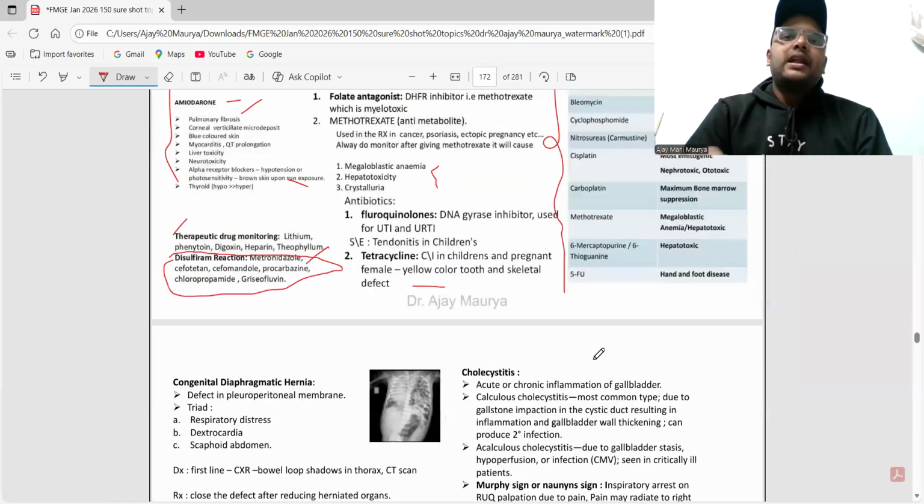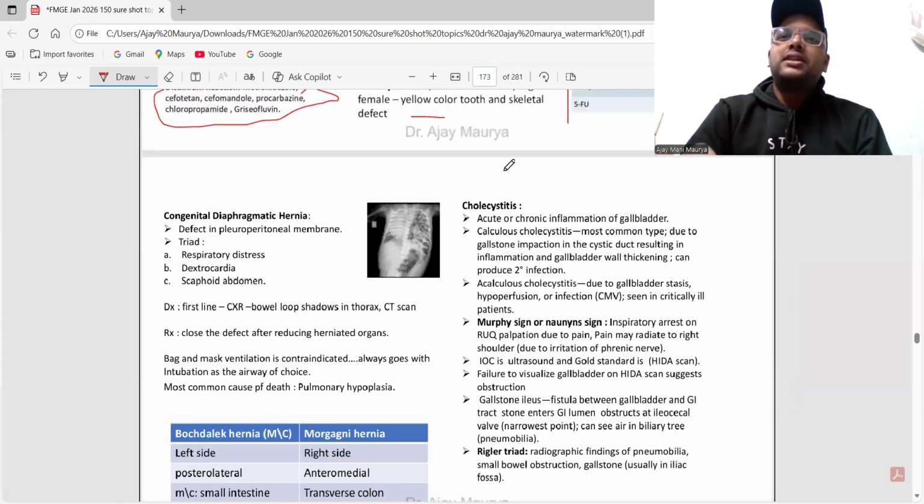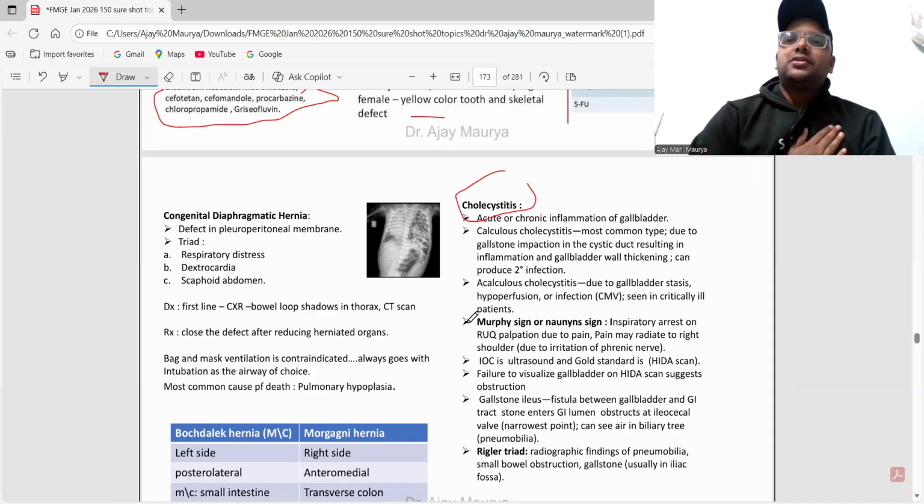Then next one coming here, everyone's favorite: cholecystitis. The most common cause is a gallstone. There is a Murphy sign: whenever the patient is asked to cough or take a breath, then what happens? If he gets the pain, the Murphy sign is positive.